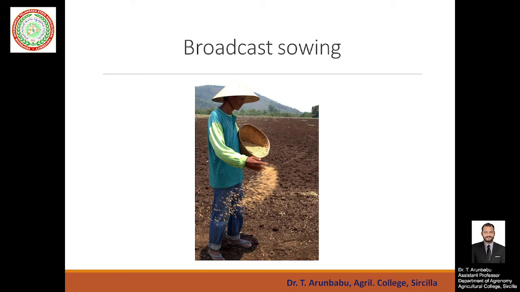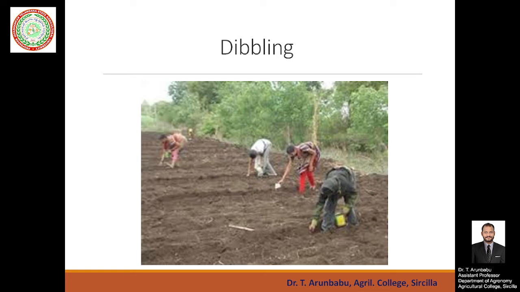Coming to the first one, broadcasting. In this method, generally the seeds are spread uniformly over a well prepared land, and later covered with the soil. So that is broadcasting. And coming to the next one, dibbling. Here a hole is made on the soil surface, and the seeds are kept in the hole, and later covered with the soil. So this is the dibbling operation.